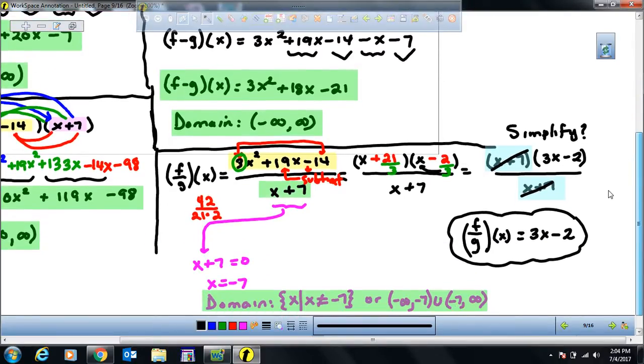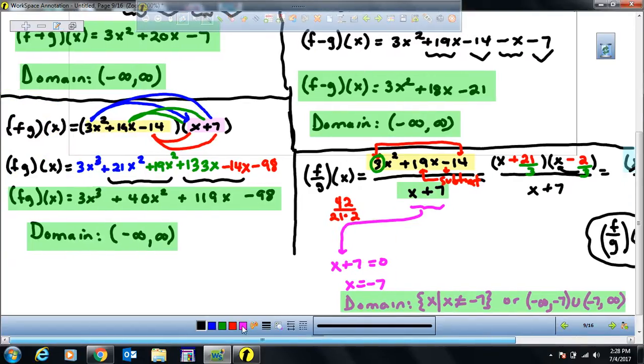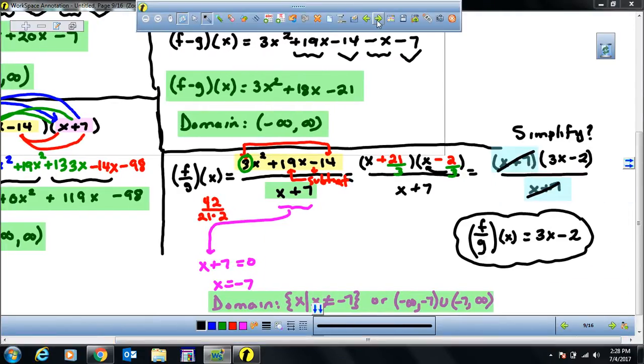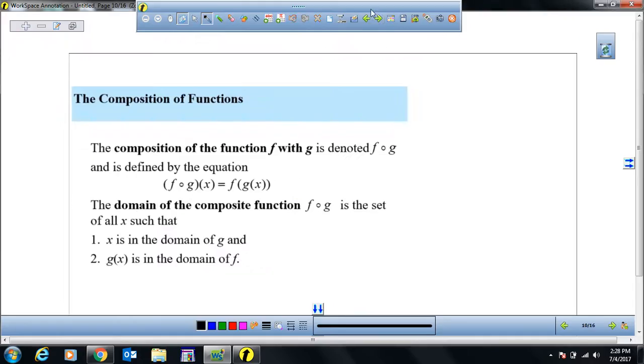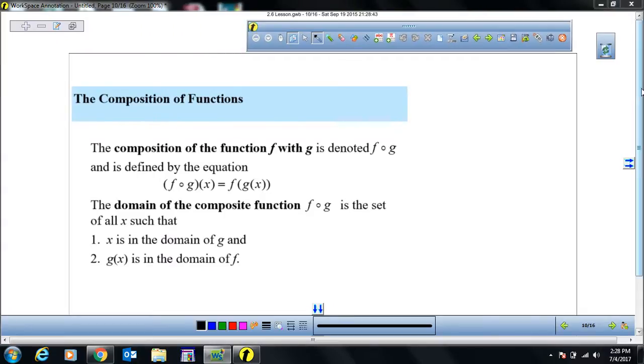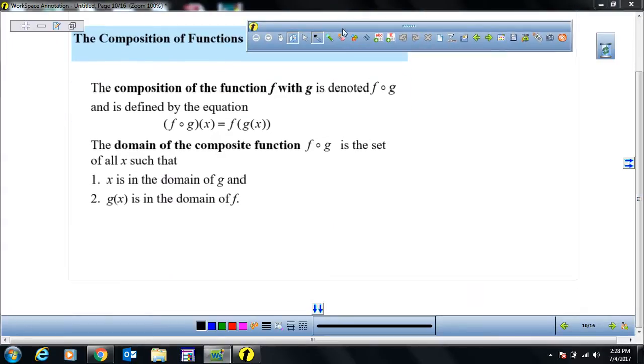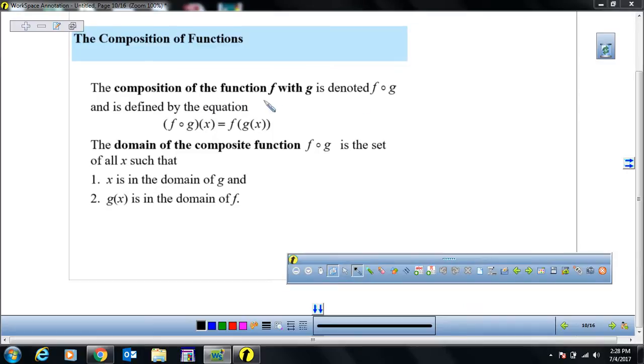Okay, so now we're going to get into another concept. These are the combinations of functions. So for any given functions, that's how we do combinations. Now we're going to talk about composition of functions. This is the last operation of the section. It tells me that the composition of the function f with g is denoted by f, open circle, g, and you read it as f of g. It is defined by the equation f of g of x equals f of g of x.